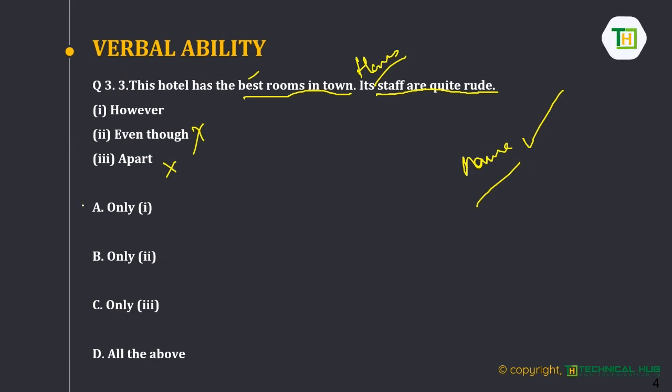So option A, like one only there. Yeah, only one, option A. So try to use "however". Okay.